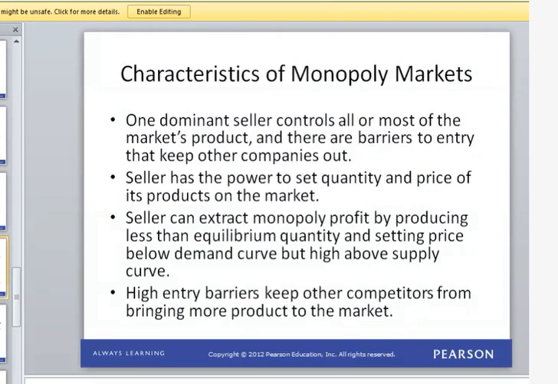So the second one, we talk a bit on the second model, which is monopoly. Tadi kita define already. I think we have to define more about this. The characteristic of monopoly is one dominant seller controls all or most of the market product, and there are barriers to entry that keep other competitors out. So in monopoly, kita tahu satu, the ability of the company to exert some barrier, some constraints to the newcomer, to the new entry.